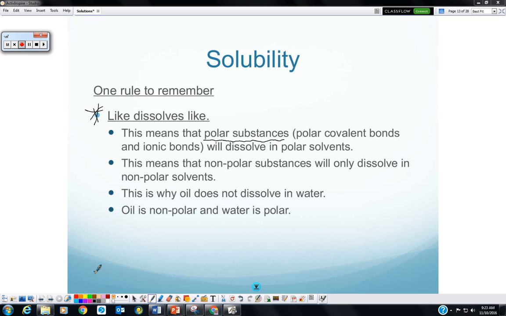Moving forward, we have this idea of like dissolves like, and we saw the example where we mixed the alcohol and water. Both of those are polar molecules, so they will dissolve. Now, I have distilled water in the beaker here. Distilled water is a polar molecule. Water is always polar. And then I have some mineral oil.